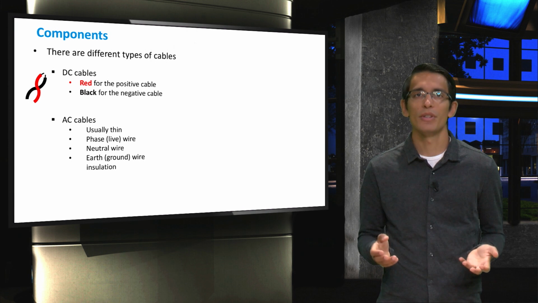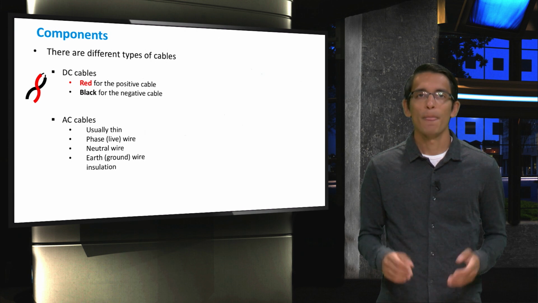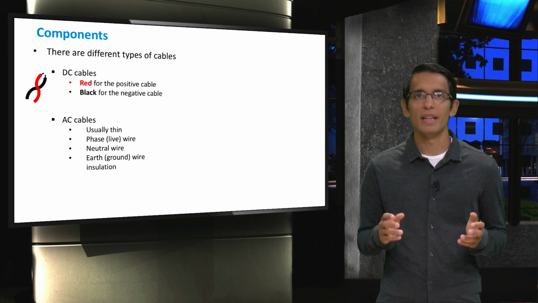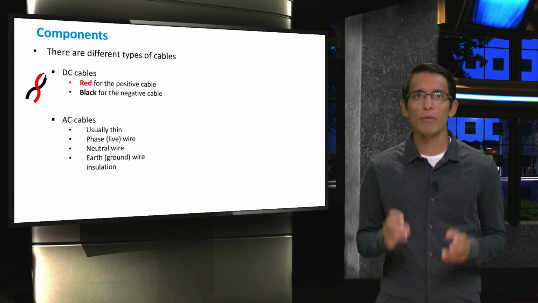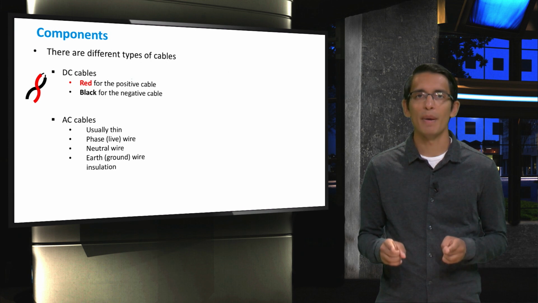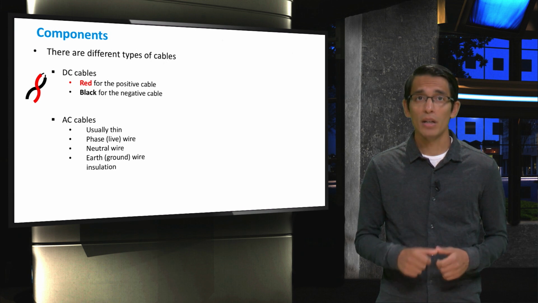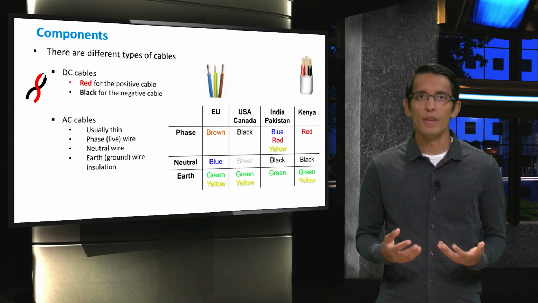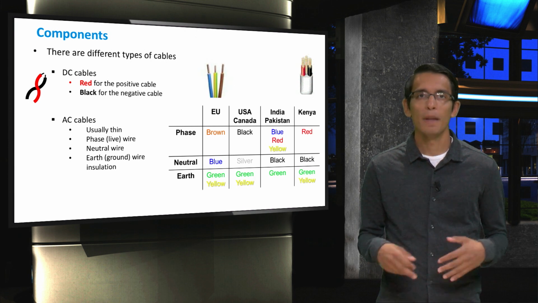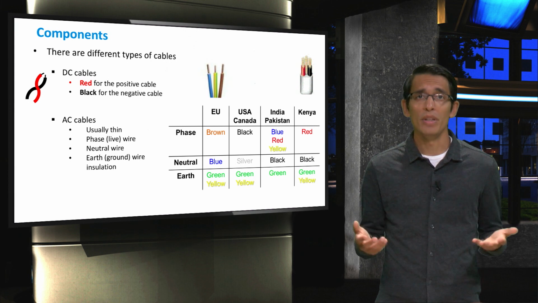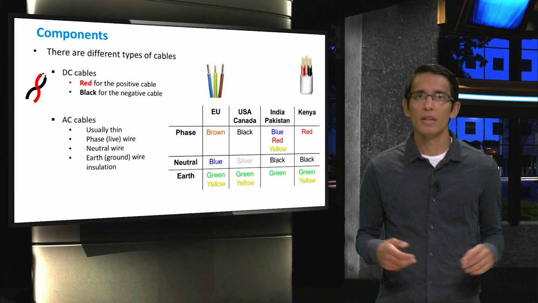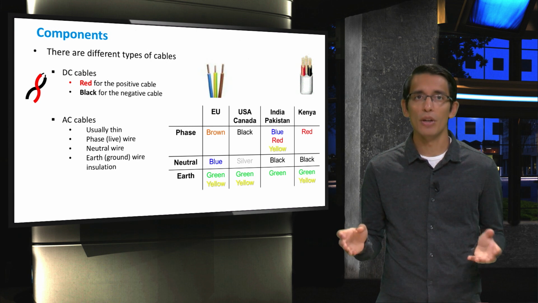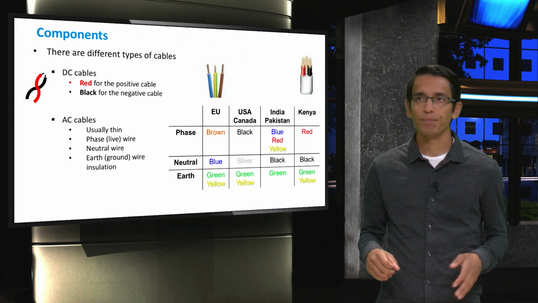Speaking of AC cables, they are also used in PV systems. Typically, these cables are a bit thinner than the ones used for DC connections. There are usually 3 cables used in single-phase AC power. These are the phase wire, the neutral wire, and the ground wire. The color code for these cables depends on the country you are in. For example, in the European Union, brown cables are used for the phase, blue cables are used for the neutral wire, and green-yellow cables are used for the ground connection.